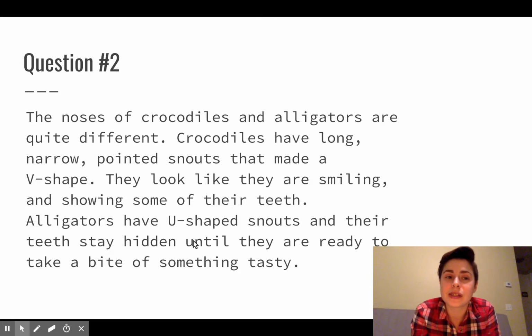Passage number 2. The noses of crocodiles and alligators are quite different. Crocodiles have long, narrow, pointed snouts that make a V shape. They look like they are smiling and showing some of their teeth. Alligators have U-shaped snouts, and their teeth stay hidden until they are ready to take a bite of something tasty.